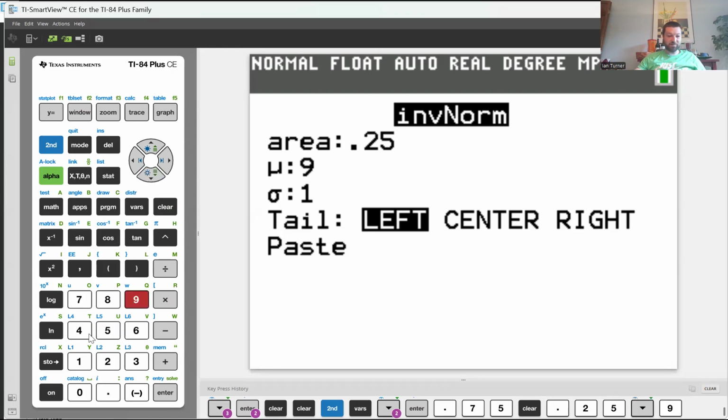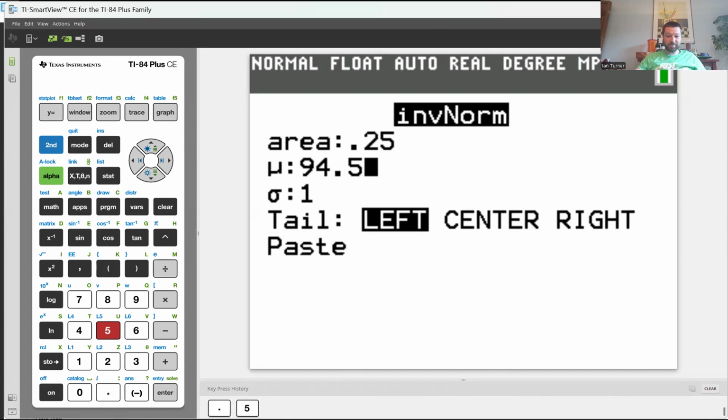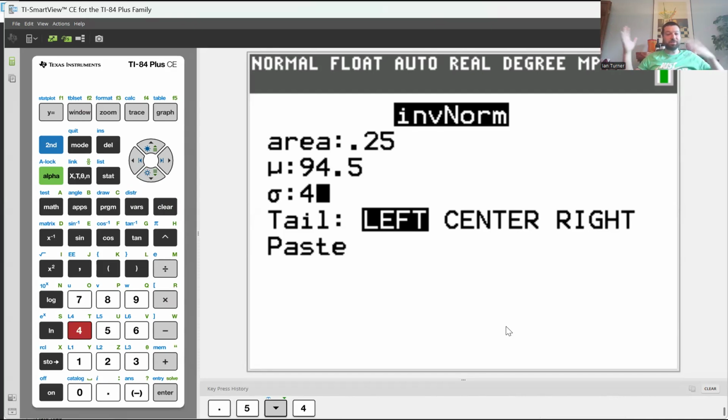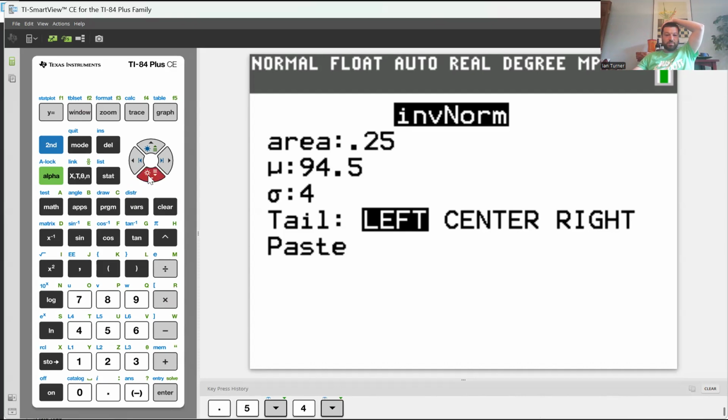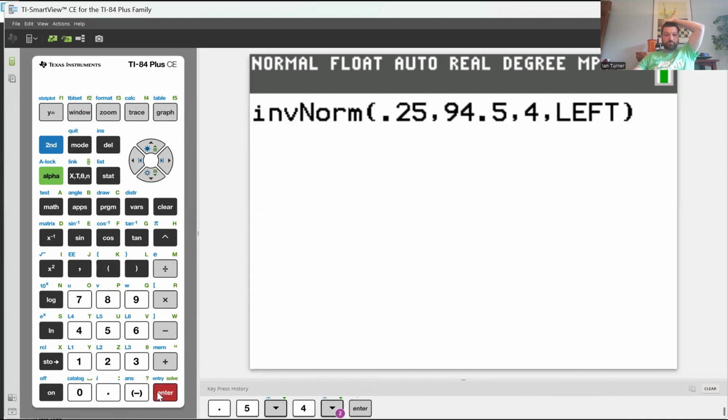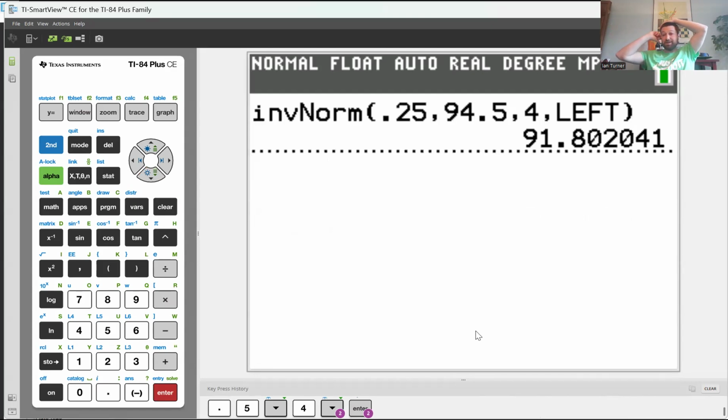And would we have 94.5, I think was it? And then the standard dev was 4, I believe. I would always just keep your tail left and you can think of it like how I thought of it there. But you can mess around with that and just be careful. Okay, so we get 91.8 centimeters.